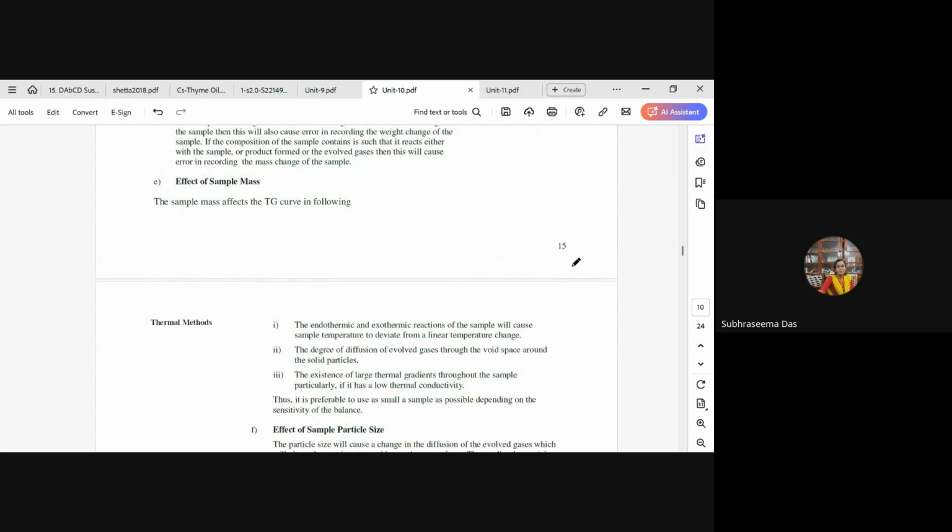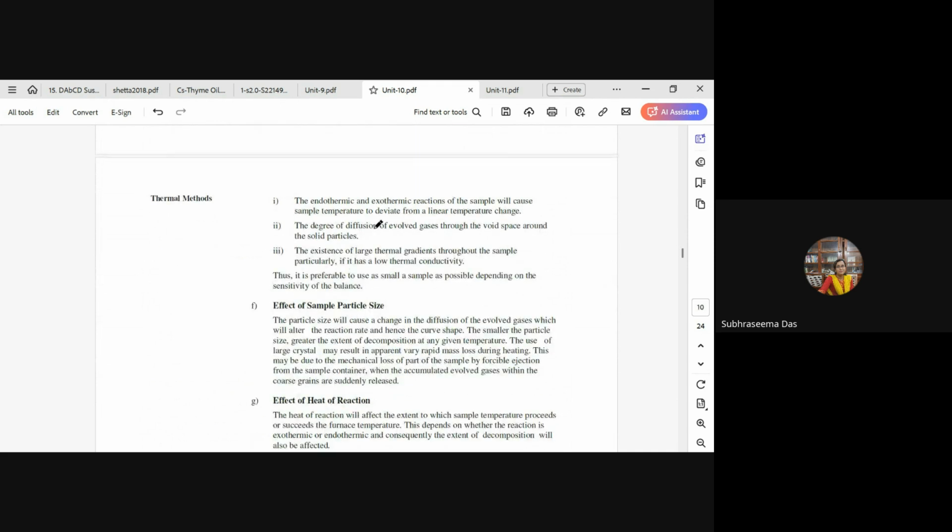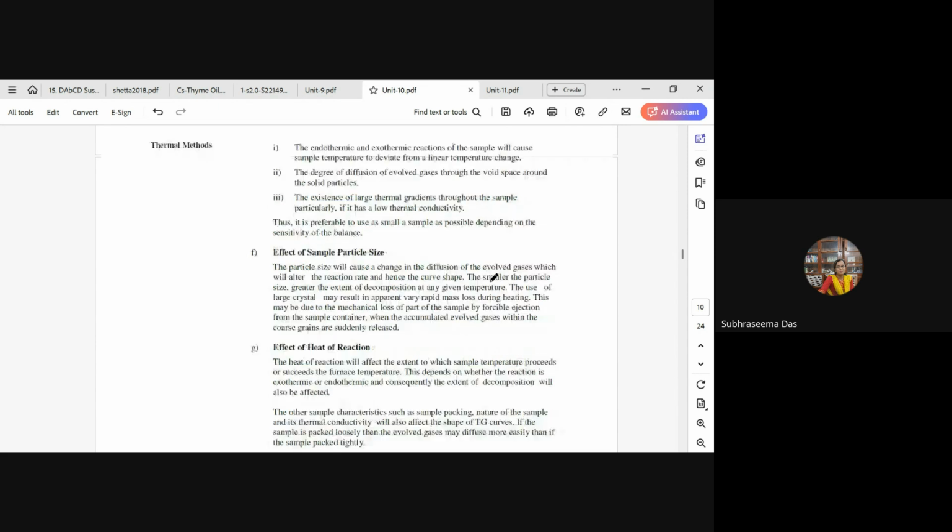Then coming to the effect of sample mass. The sample mass has the following effects. The first is the endothermic and exothermic reactions of the sample, which will cause the sample temperature to deviate from a linear temperature change. Another is the degree of diffusion of evolved gases through the void space around the solid particles, and the existence of large thermal gradients throughout the sample if it has very low thermal conductivity. Therefore, it is always advisable to use as minimal an amount of sample as possible, which depends on the sensitivity of the balance.